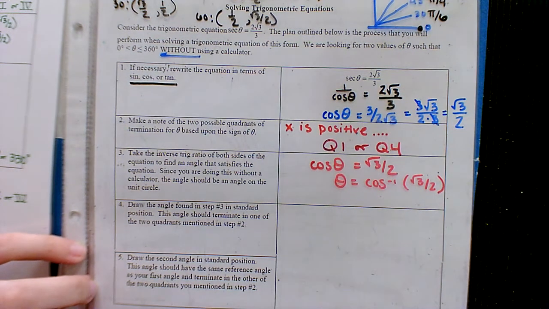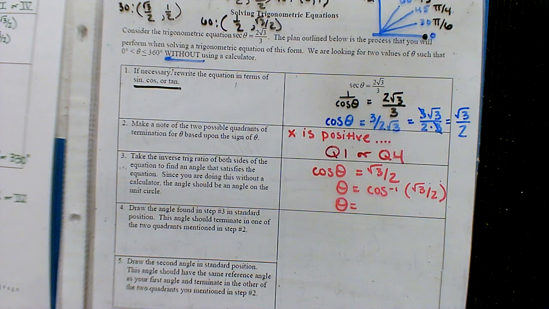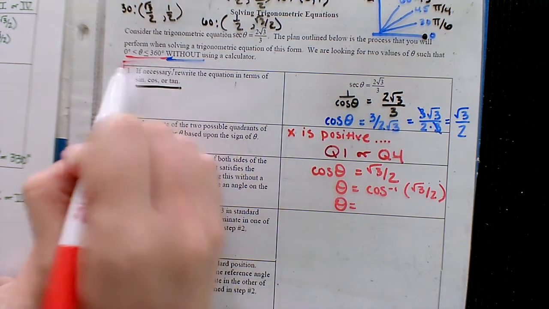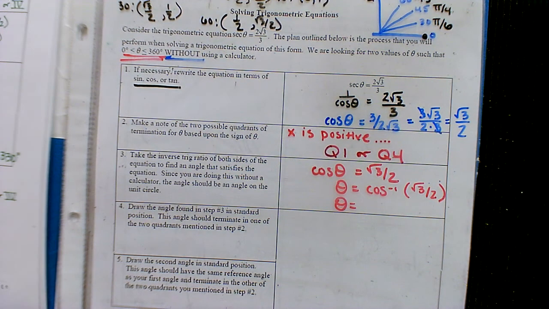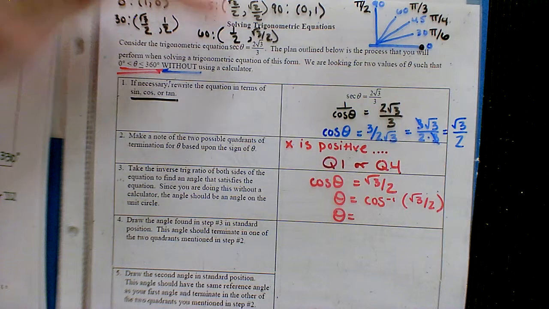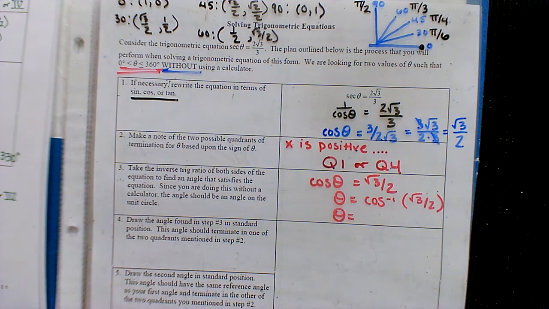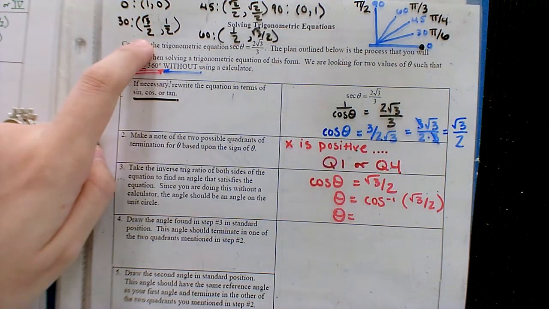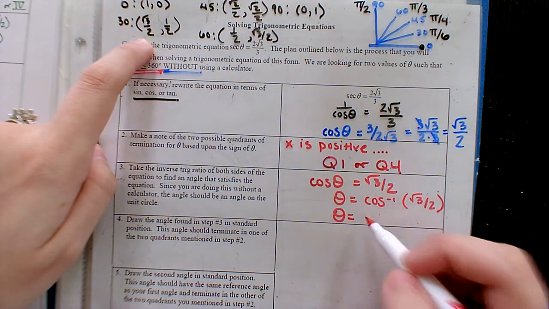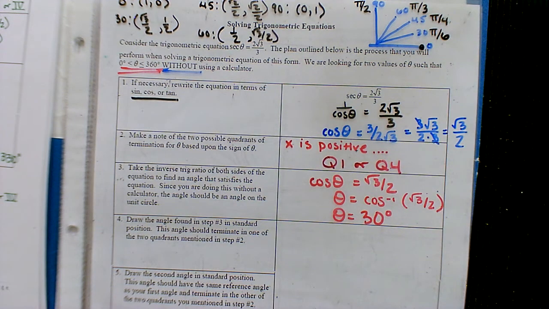All right, now you could type that in on your calculator, but again, we're trying to do this without a calculator. Let's see if we can figure this out. On the unit circle, and notice how at the top we're going to work in degrees, where does cosine have a value of the square root of 3 over 2? Look at the ordered pairs we had to know. Which one has an x value of square root of 3 over 2? 30 degrees. Right there. Notice how we had an x value of square root of 3 over 2. So one of our angles is 30 degrees.